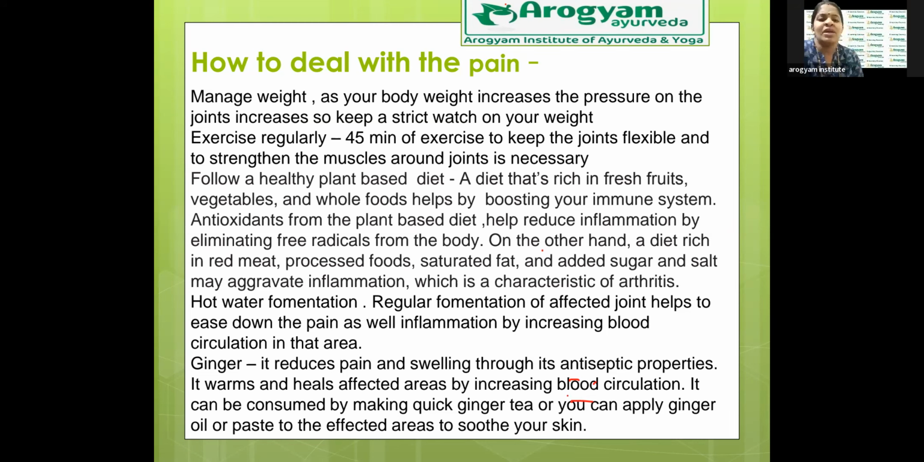So इसके वजह से हमारा joints, हमारा शरीर बहुत flexible होता है. Okay, exercise. Follow a healthy plant-based diet. A diet that's rich in fresh fruits, vegetables, and whole foods help us by boosting our immune system. Antioxidants from plant-based diet help reduce inflammation by eliminating free radicals from the body. So antioxidants are free radical scavenging agents which can help take away these free radicals जो toxic होते हैं, या फिर which causes early aging and all. So that has to be taken away.